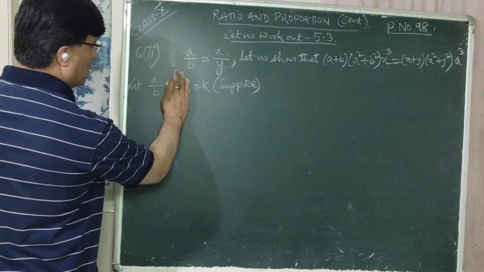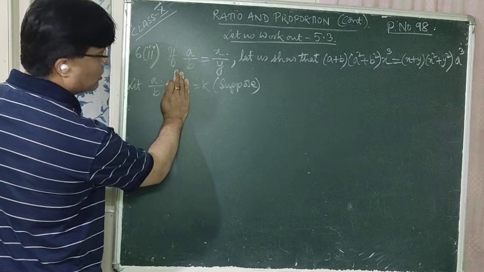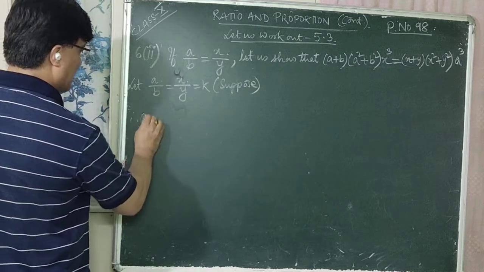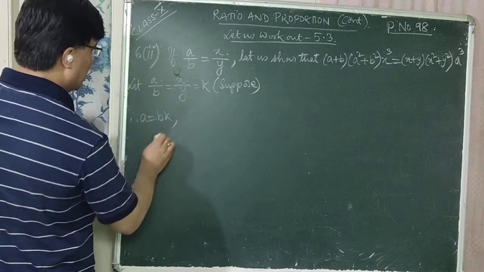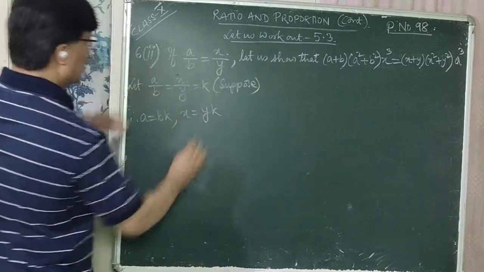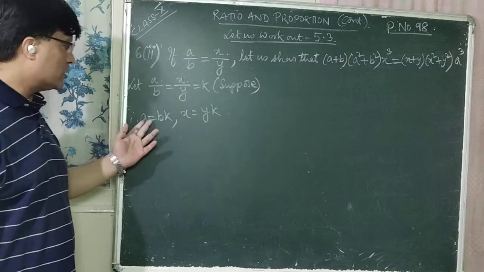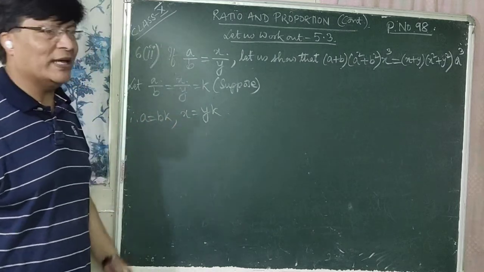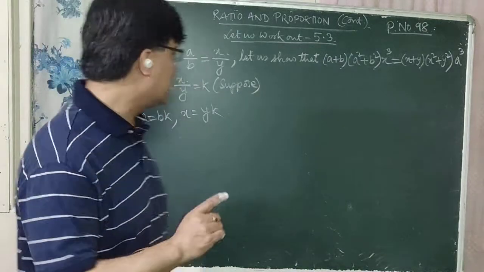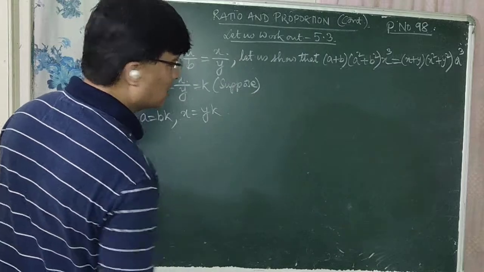So now what is the value for a? You can cross multiply it. a is equal to bk, right? So a is equal to bk, and next x is equal to yk. So these are not the continued proportion. Okay, so a is equal to bk and x is equal to yk. So we will use these values of a and x to prove this LHS is equal to RHS.